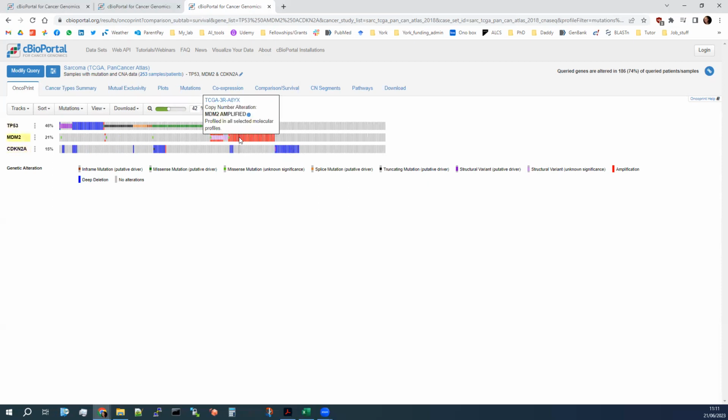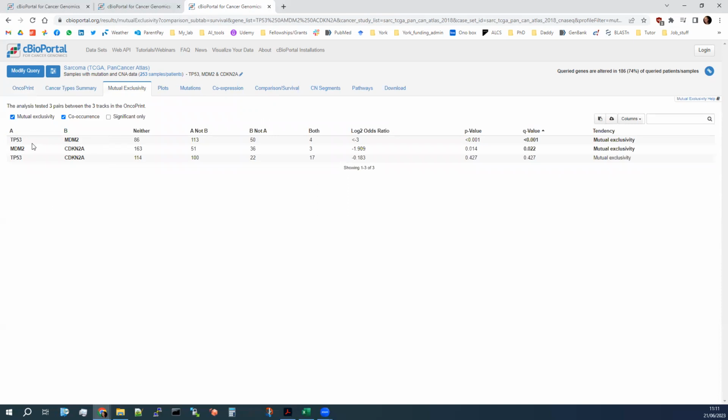Now this is a phenomenon called mutual exclusivity, and you can see here there's a tab now that's appeared at the top. We can click on this. It shows the different comparisons, and you can see that it's significant that TP53 and MDM2 mutations do not occur together, and similarly, MDM2 and CDKN2A do not occur together. For P53 and CDKN2A, that's not a significant difference.